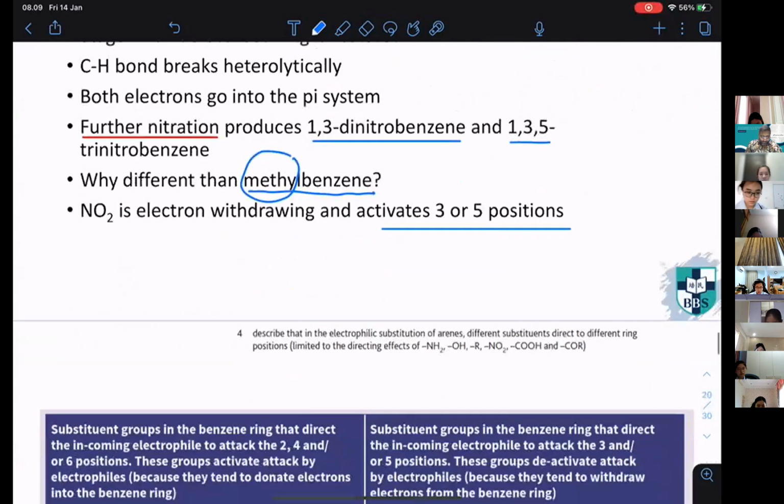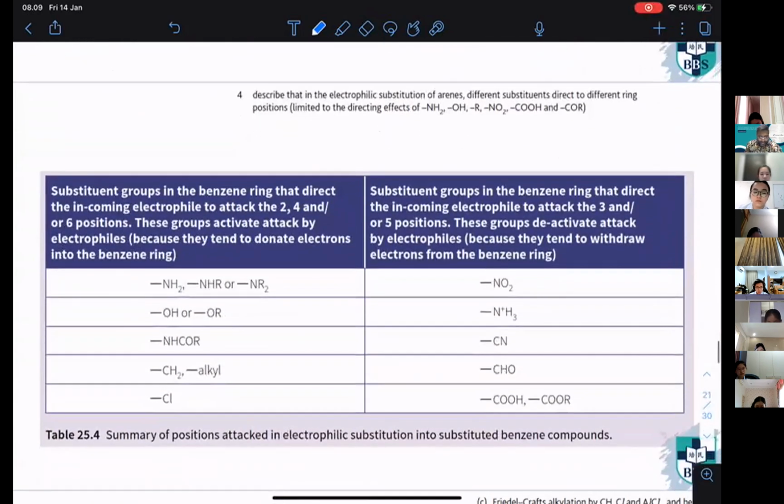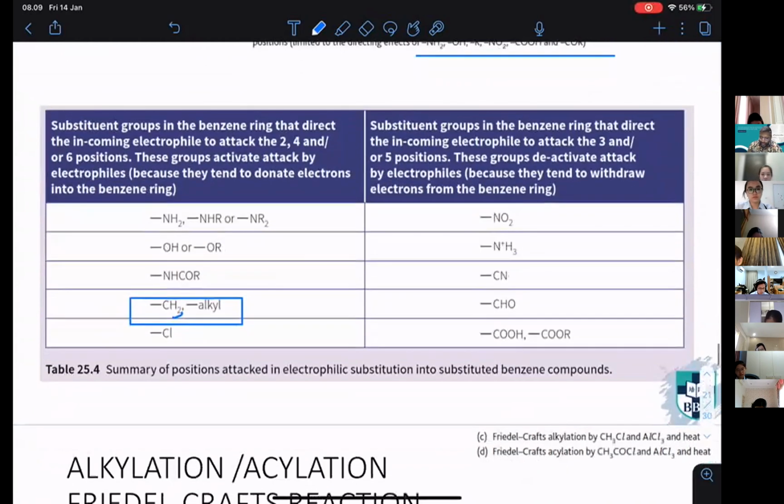Now, in this table, they have shown which one is electron withdrawing, which one is going to be electron donating. But according to your syllabus, you need to know. Okay, now based on our notes, you have methyl CH3, any alkyl group. I went through this with you, and then I also went through the NO2 with you. This is what we went through.